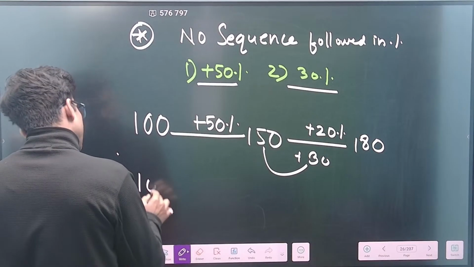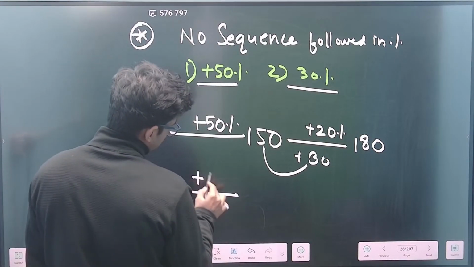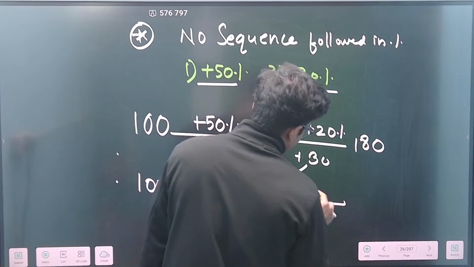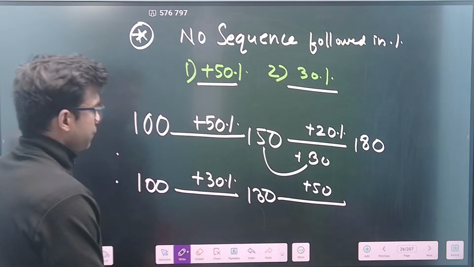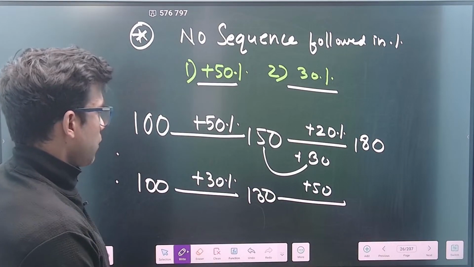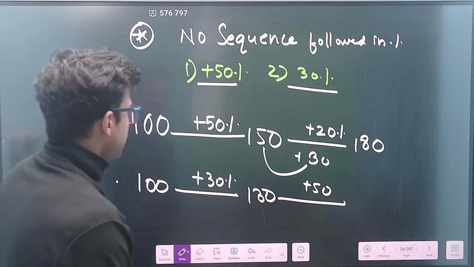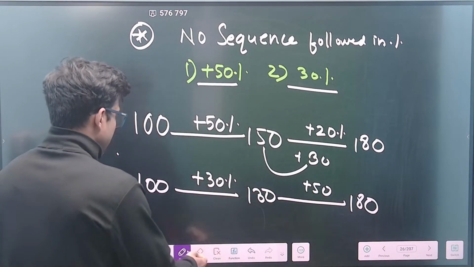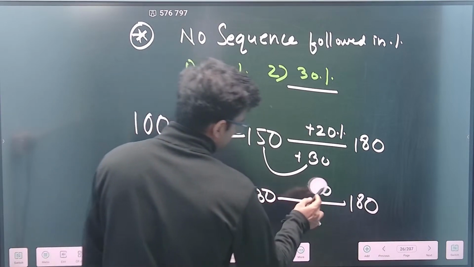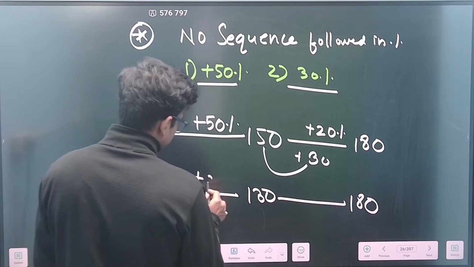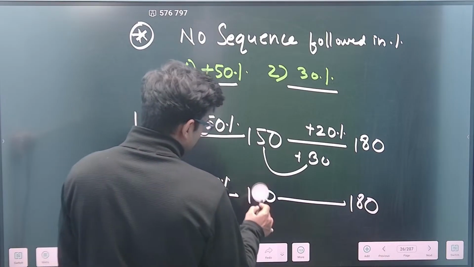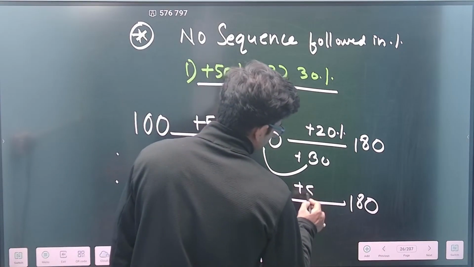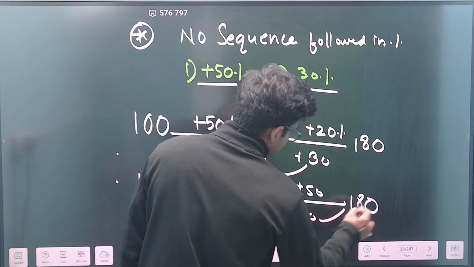If I don't do this and go first with 20%, then it becomes 120, and then I'll go for 50%. 50% means 60. 120 plus 60 is again 180. I hope this is making sense.